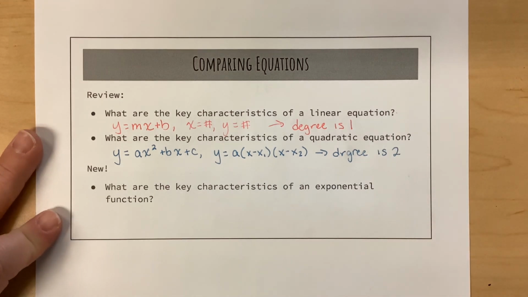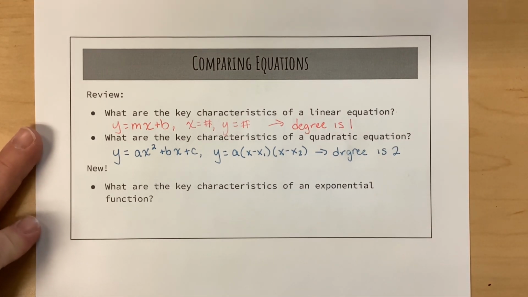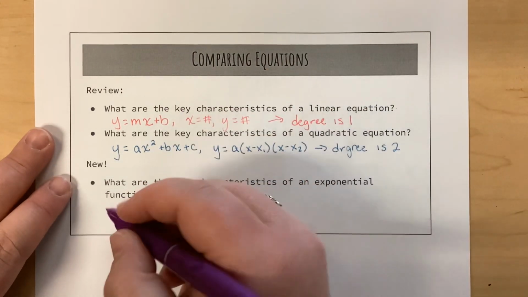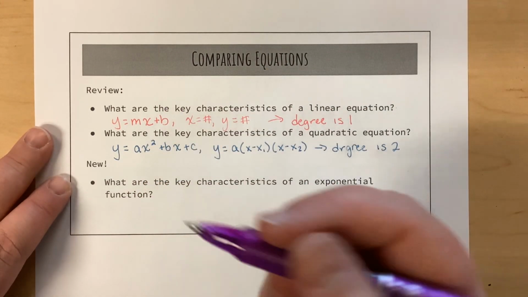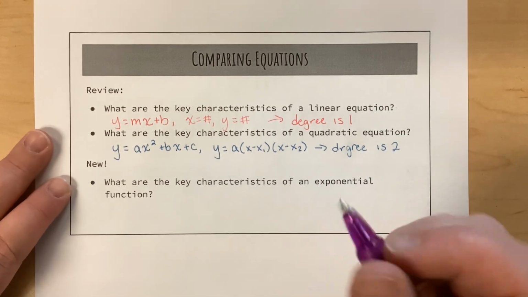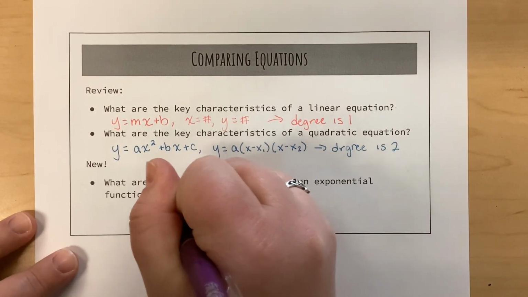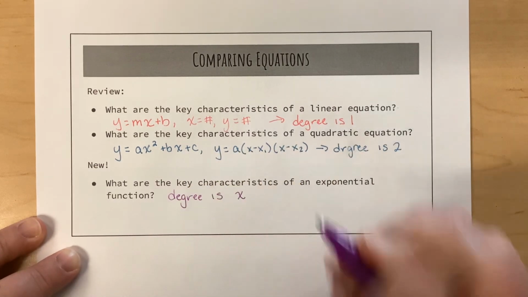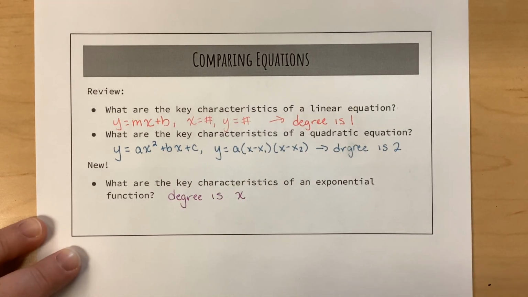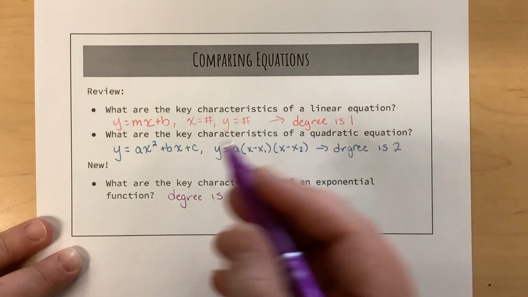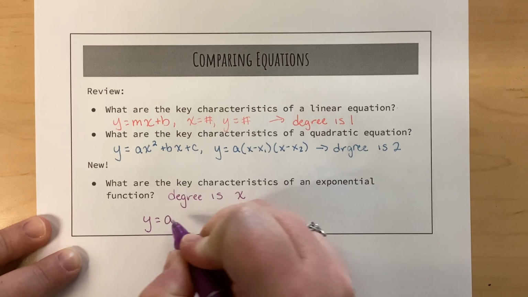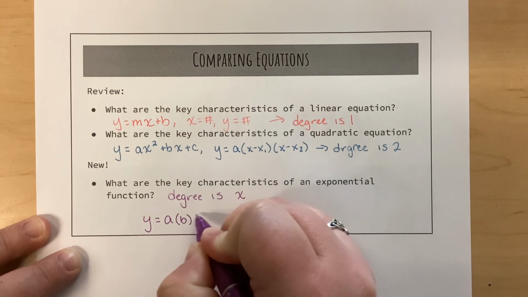Now exponentials are a little bit different, okay? So when we talk about exponential functions, our degree here is really weird because it's not a number. The degree is x. So every single exponential function will have an exponent of x, okay? So the most basic is the simple one where it's y equals a times b to the x.